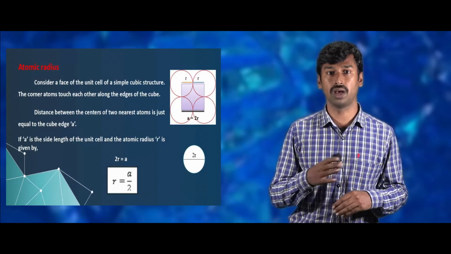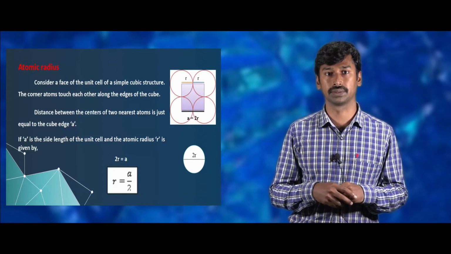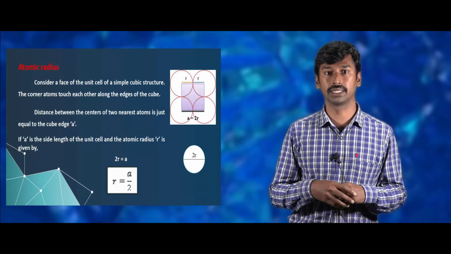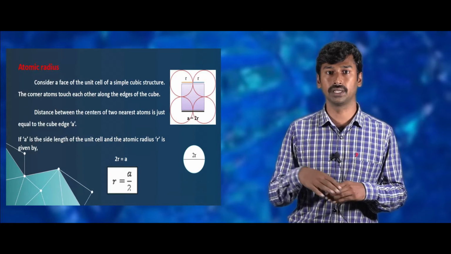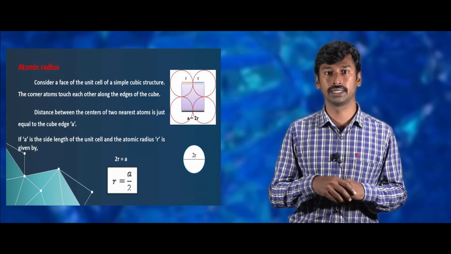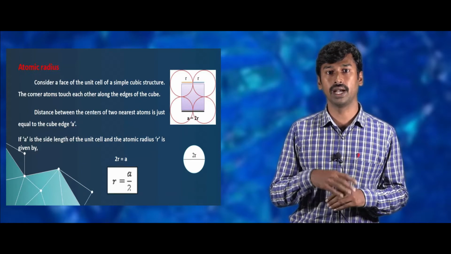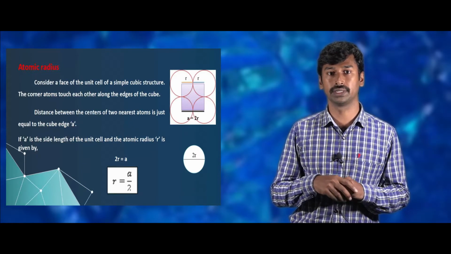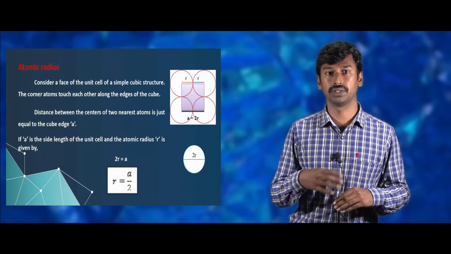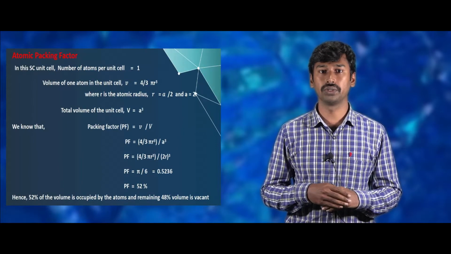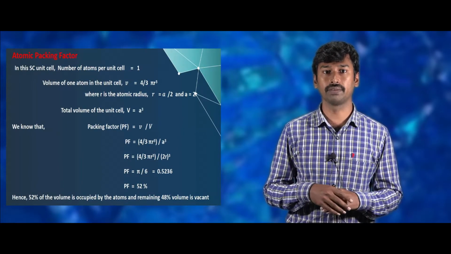Consider a phase of a simple cubic crystal system in which the atoms touch each other along the edges of the cube. Let us take the length of the edges of the unit cell as a, then the atomic radius of the unit cell is given by r = a/2, which is shown in this figure. Now we are going to discuss the atomic packing factor.